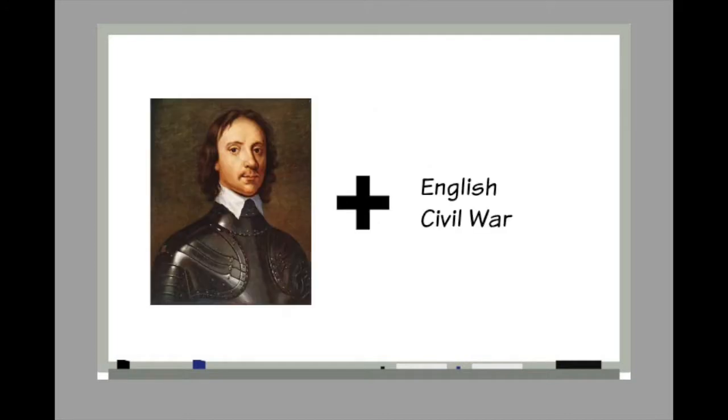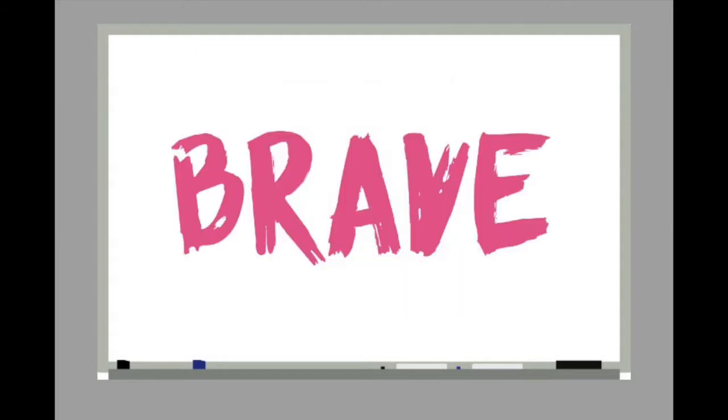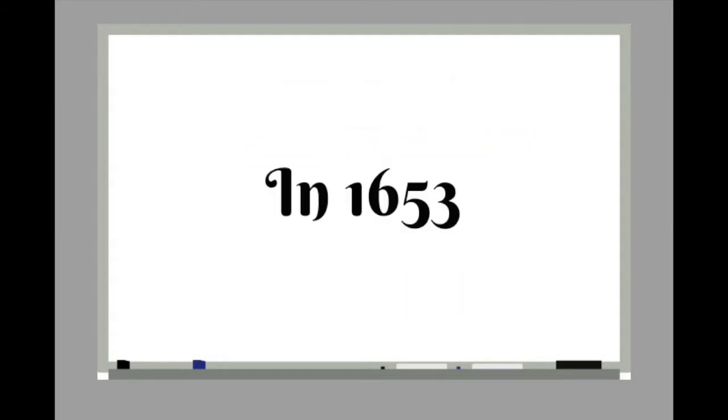Oliver Cromwell in the English Civil War. The Civil War began in 1642. And he was sent to organize the defense of Norfolk. Because he was noted for his skills and bravery, he then became general. He played a huge part in trying to keep Parliament united.